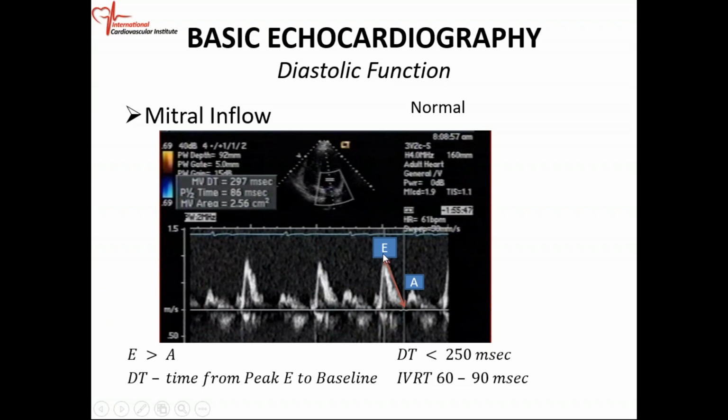To get the deceleration time, it is from peak E to the baseline, and sometimes we measure A duration, that is the duration of the A wave. In a normal young individual, the E wave is greater than the A wave. The deceleration time is less than 250 milliseconds, and your IVRT is usually between 60 to 90 milliseconds. So you have to know the normal numbers.